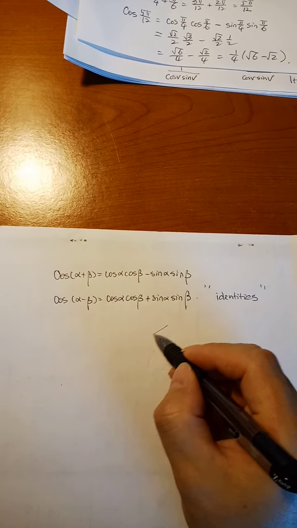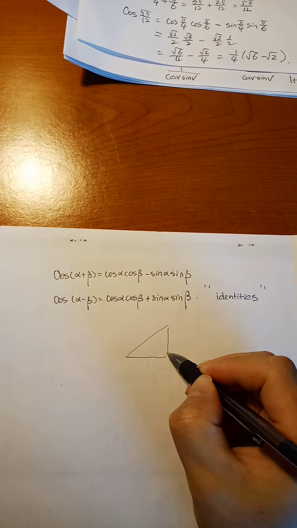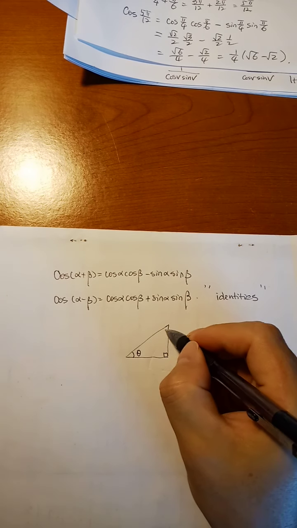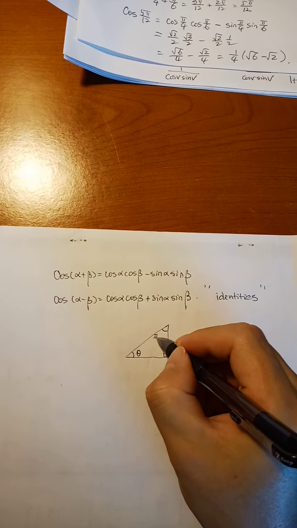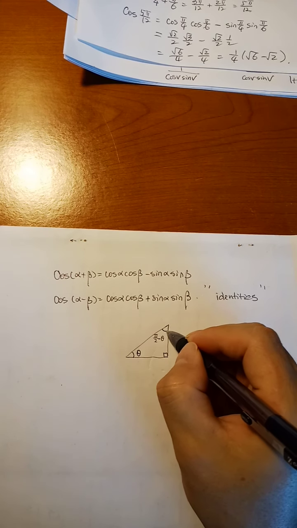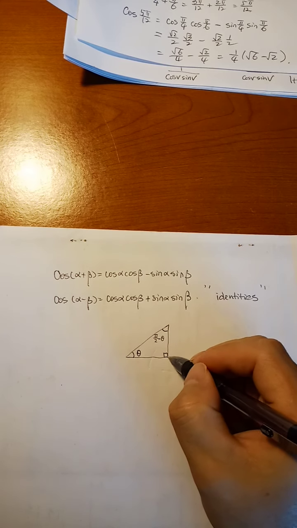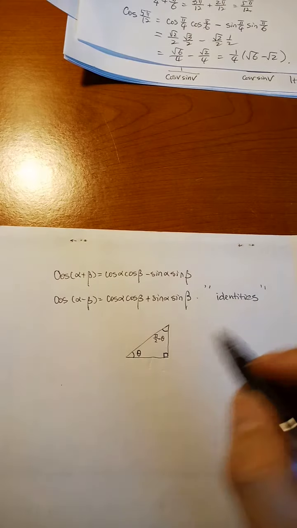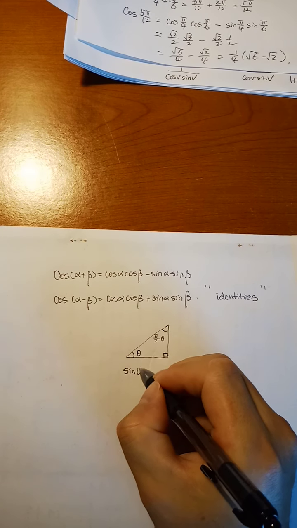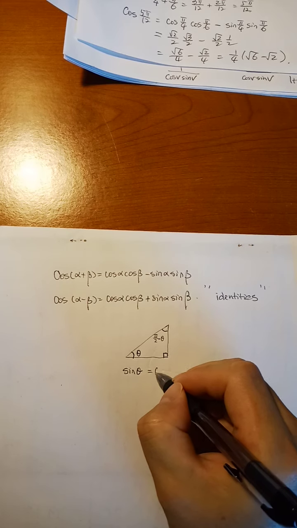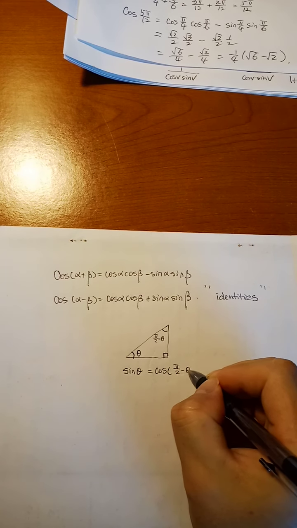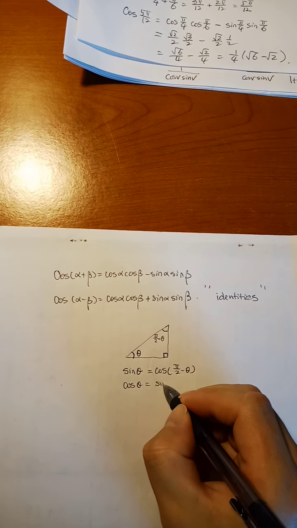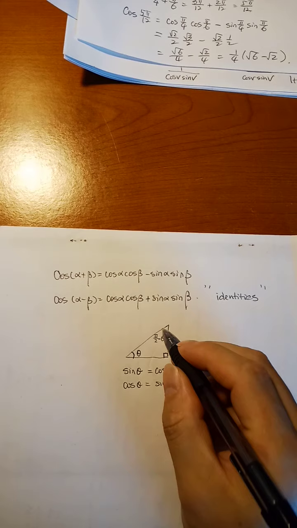So first of all, let's recall, if we have a right triangle, if this angle is theta, this angle is pi over 2 minus theta. It's 90 degrees minus theta because the total is pi. Here you already have pi over 2, so the sum of these two is pi over 2. And we know that the sine of theta is the cosine of pi over 2 minus theta, and the cosine of theta is the sine of pi over 2 minus theta in the right triangle.